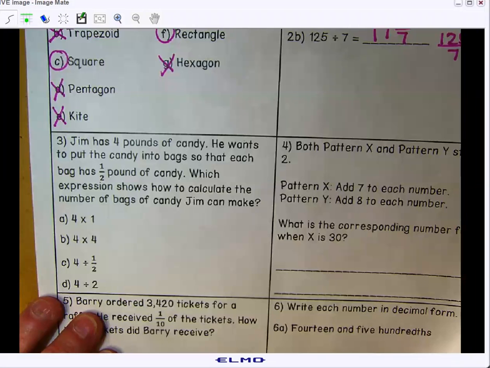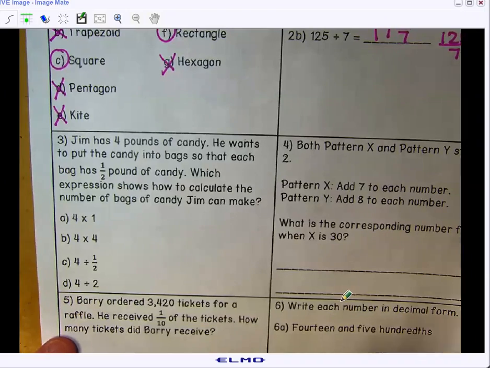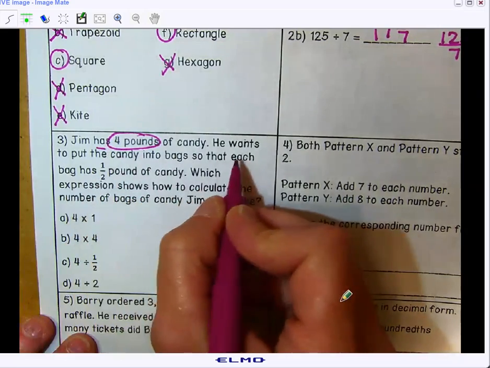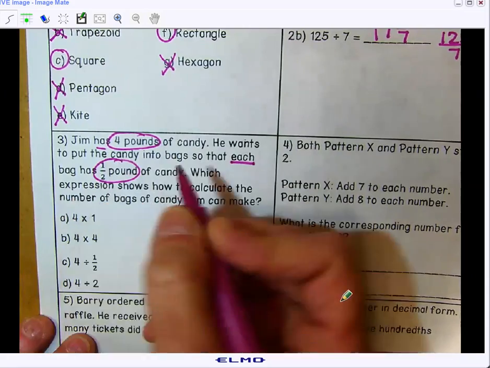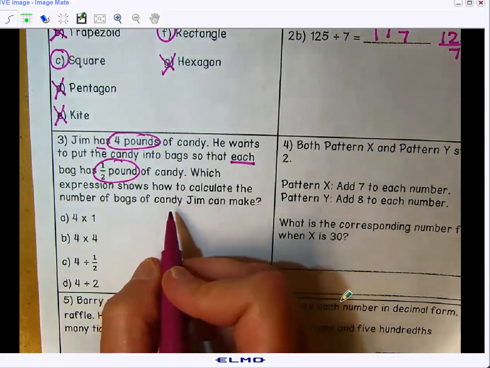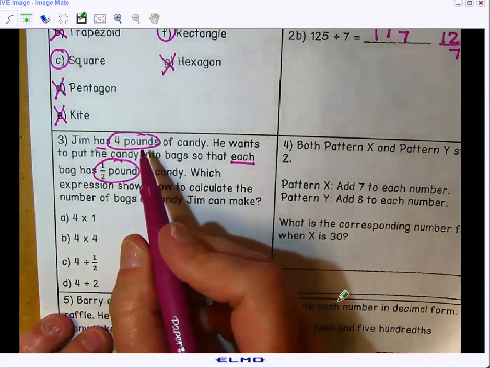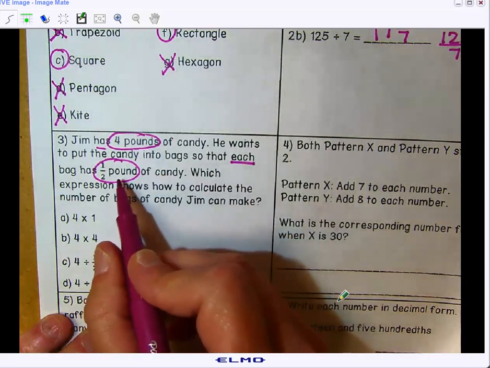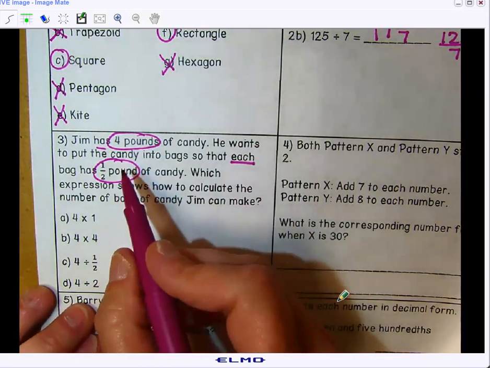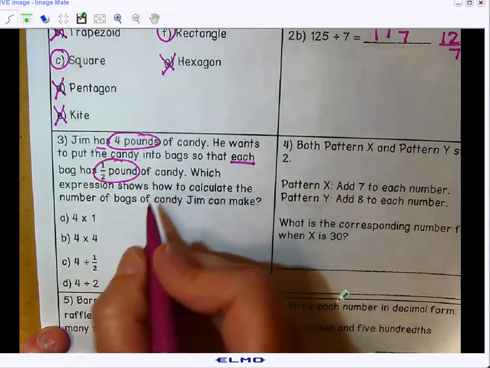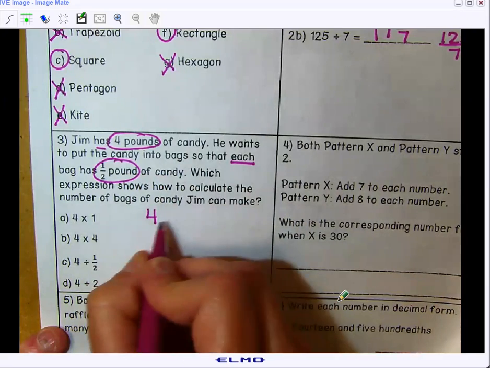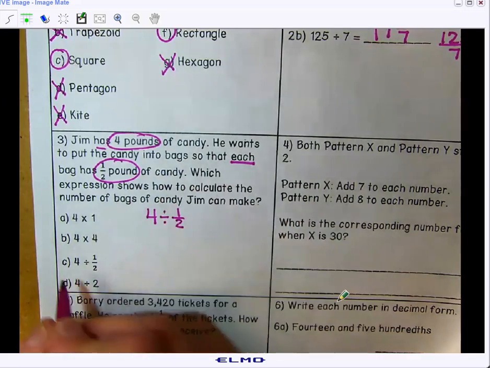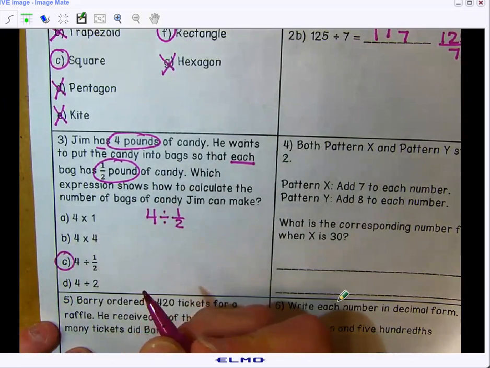Okay, now we have Jim and some more candy. Jim has 4 pounds of candy. He wants to put the candy into bags so that each bag has half a pound of candy. Which expression shows how to calculate the number of bags of candy that Jim can make? So again, we know that he has 4 pounds, and he wants to separate them into half-pound bags. So how many bags are we going to have? That would be 4 pounds is what you have, and you want to share them with half-pound servings. So we know it is 4 divided by 1/2.